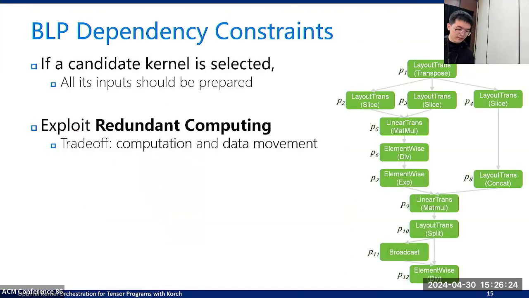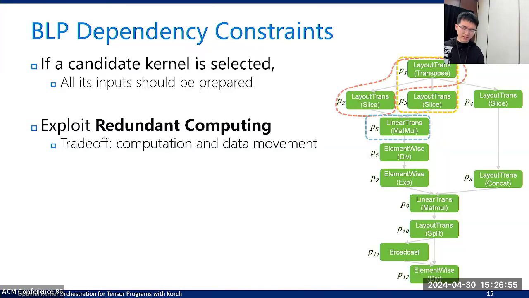So let's talk about the constraint of our BLP. Actually, the only constraint is the dependency. If a candidate kernel is selected, all of its inputs should be prepared. For example, in the last slide, we have an optimal strategy where we choose P5, the matmul, as one of its kernels. Since matmul has two inputs, both of those inputs should be prepared by some previous kernels, input 1 by this kernel and input 2 by this kernel.